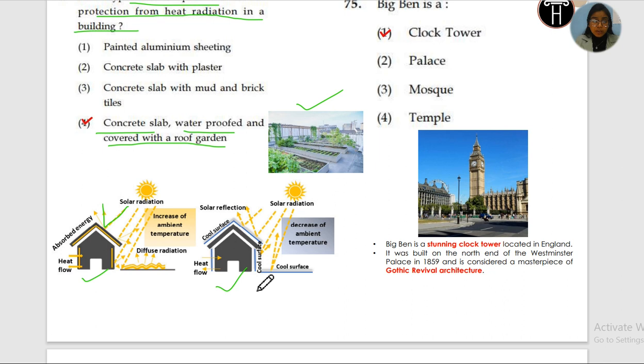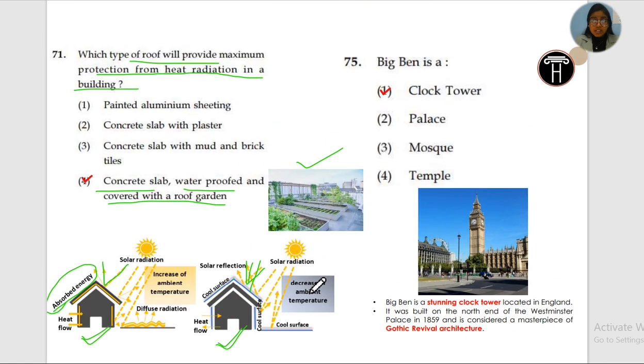But when we talk about the building which is waterproofed and covered with the roof garden, as I was saying, in this case maximum amount of sunlight gets reflected and the sunlight is not getting absorbed. Like in this case it was getting absorbed, but in this case it is getting reflected. That's why the building seems to be cooler if we compare with these kinds of buildings without any protections, and hence this results in decrease of the ambient temperature.